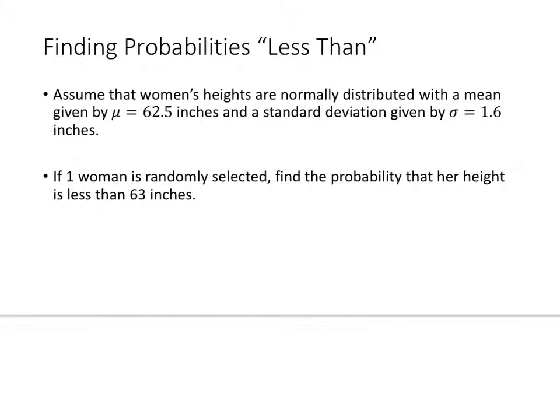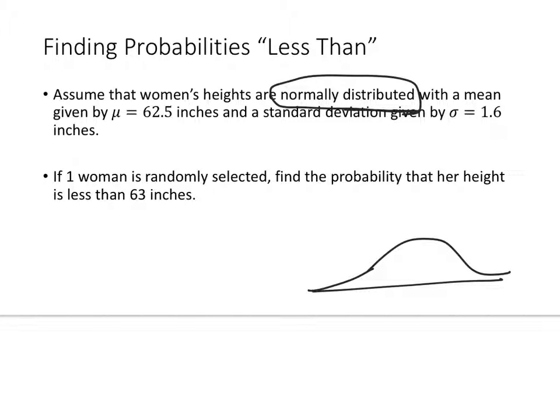All right, so I want to look at Chapter 6, Section 5 with the central limit theorem. This says assume that women's heights are normally distributed. As soon as you see this, you should be drawing a normal curve. And as you can see, I don't draw very well, so I'm going to have a template here in a second. With a mean given by 62.5 inches and a standard deviation of 1.6 inches. If one woman is randomly selected, find the probability that her height is less than 63 inches.